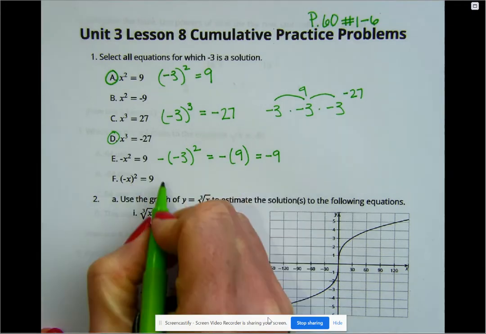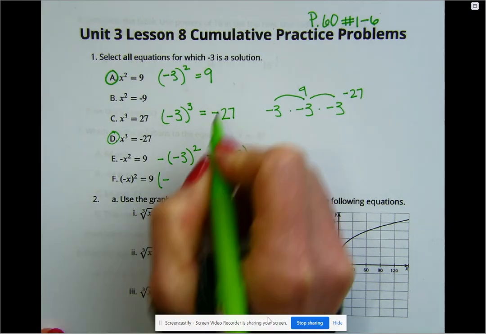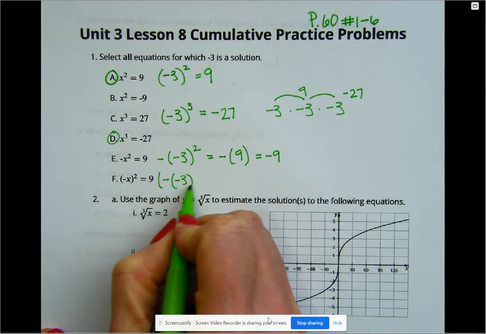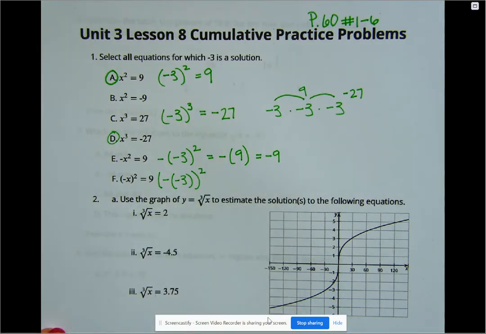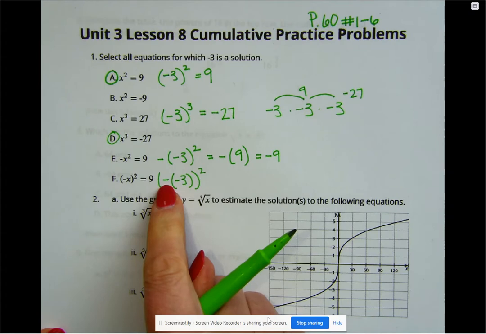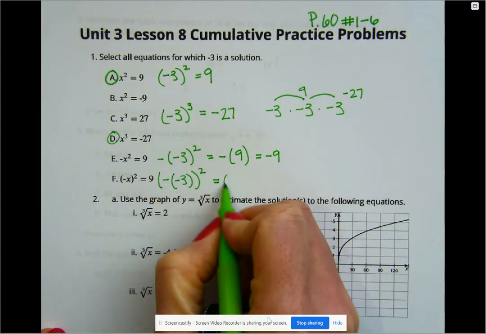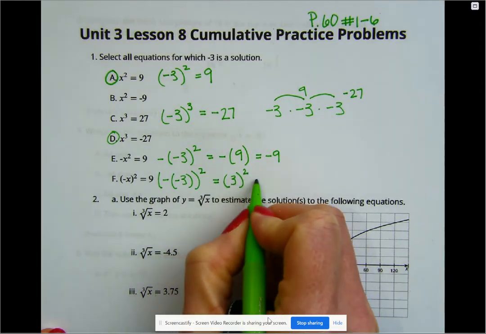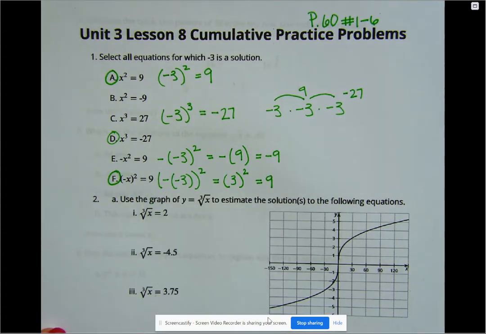And then for F, the opposite of x squared. Okay, so negative from the equation, and then the -3 is the x value. So that's really what that is asking us. Well, these two negatives make the 3 positive, so we're really looking at this. And since 3 squared is 9, then F is an equation for which -3 is a solution.